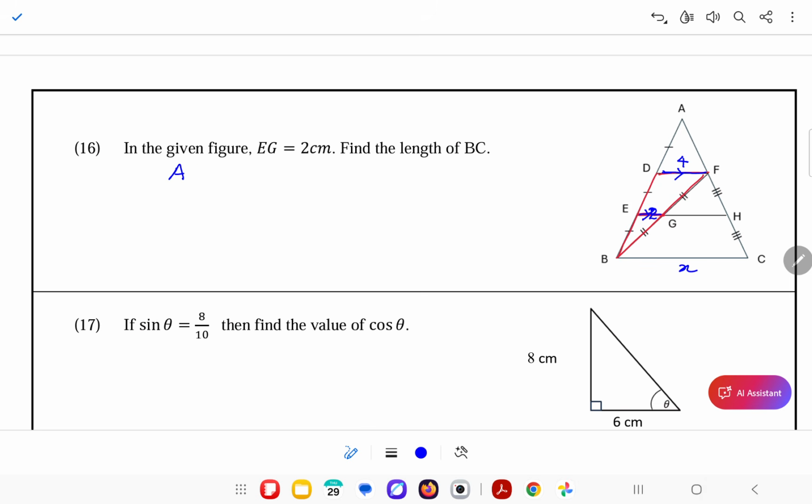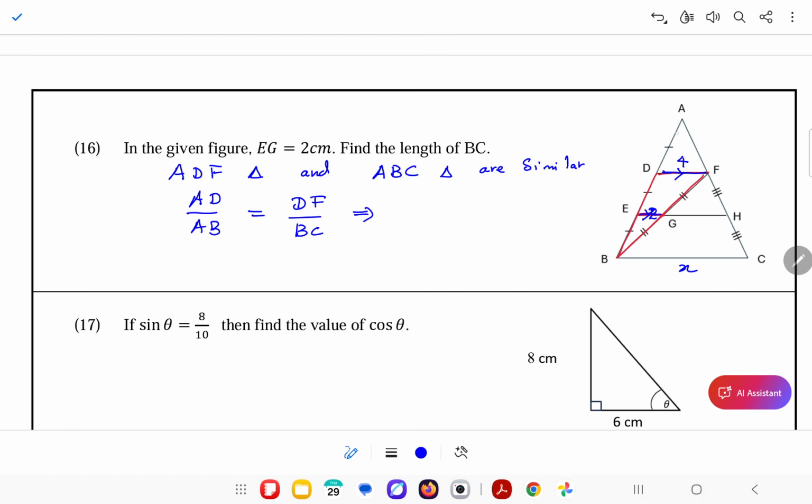So ADF triangle and ABC triangle are similar. So what do we know about similar triangles? Corresponding side ratios are the same. So AD over the big triangle length, which is AB, is equal to DF over BC length. And now use what is given.